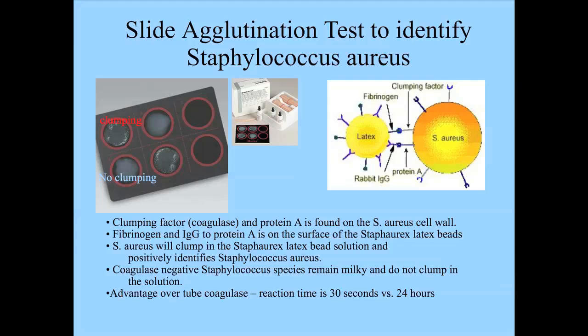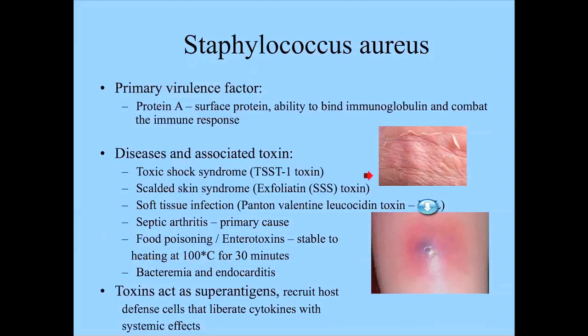On the next slide, we talk about the virulence mechanisms of Staph aureus. The primary virulence mechanism is protein A. This is a surface protein and has the ability to bind immunoglobulin and combat the immune response. Staph aureus is a very potent pathogen, and there are many diseases and associated toxins of Staph aureus. We start off with toxic shock syndrome. It has the TSST-1 toxin.